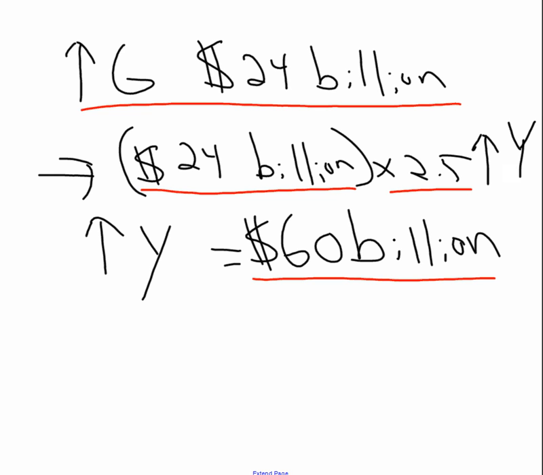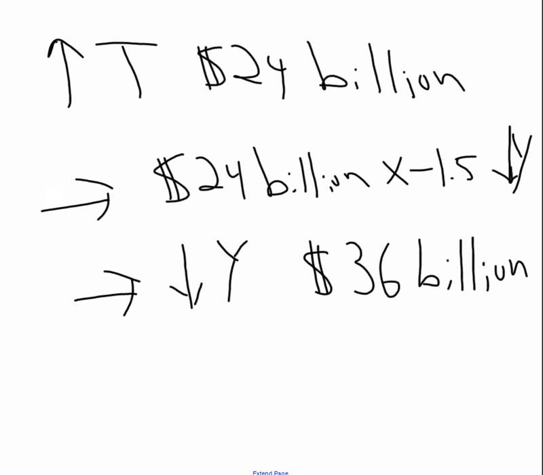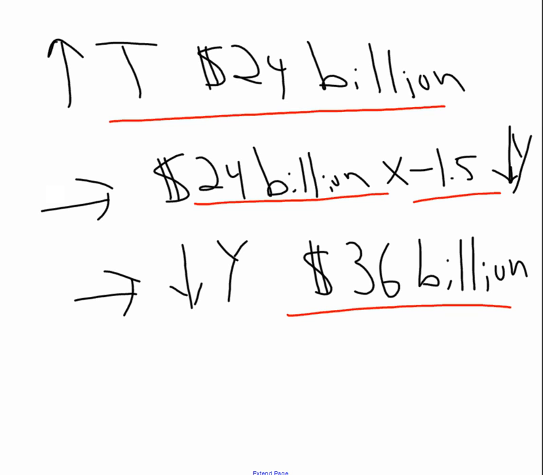Now, a $24 billion increase in taxes will cause, let's see what the change in output would be. $24 billion increase times the taxation multiplier, which is negative 1.5, gives us a decrease in output of 36 billion. Remember, an increase in taxes reduces consumption, and the multiplier is negative, or in this case, the multiplier is negative 1.5.